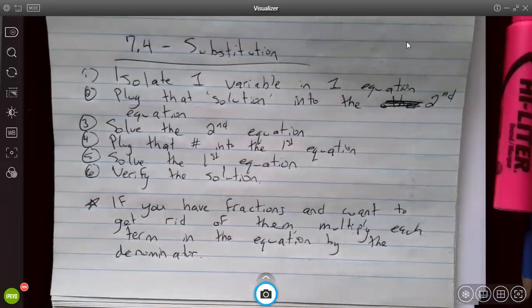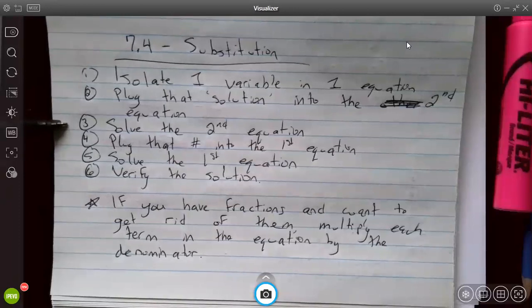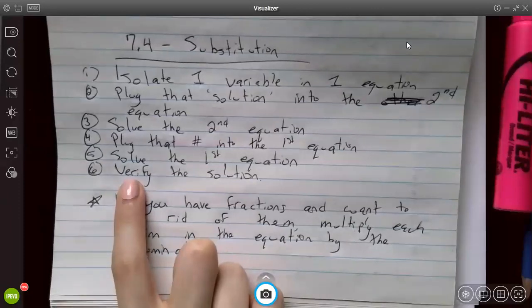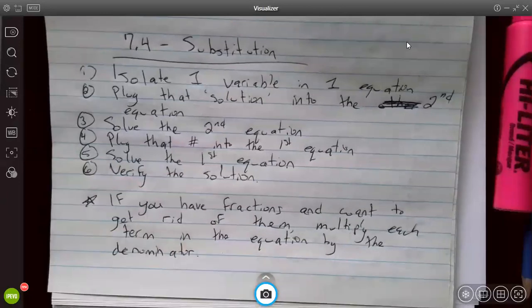So as long as one of the variables in one of the equations is by itself, that's the first step. Step two is plug that solution into the second equation. So everything on the opposite side of the equal sign from the isolated variable gets plugged into the second equation. Then you're going to solve that second equation and you'll get a number, and then you will plug that number into the first equation. Then you solve the first equation, and then of course at the end, if you have time, you always verify your solution.